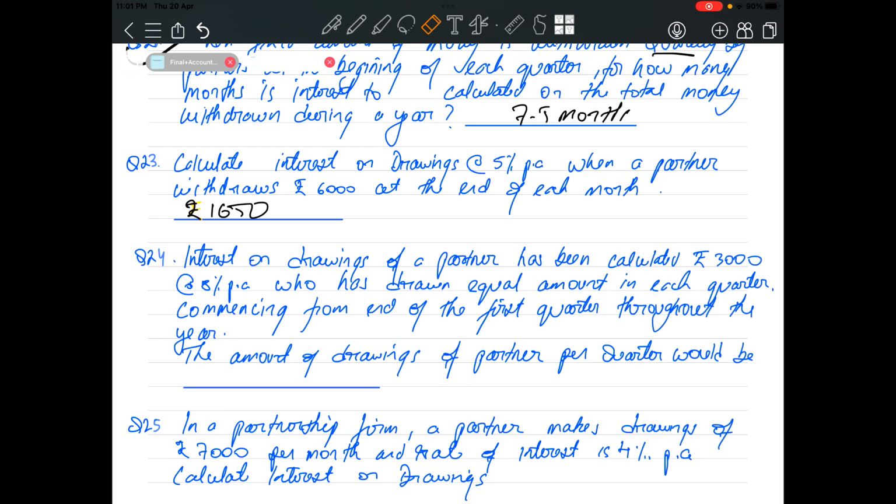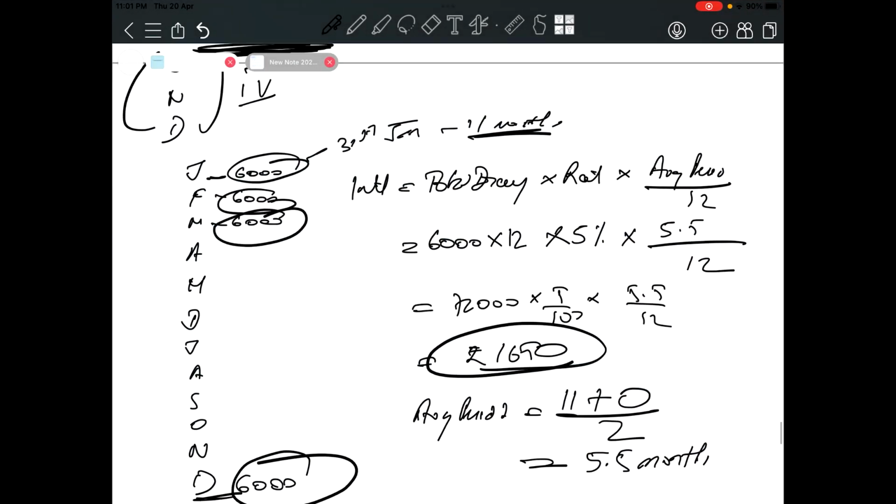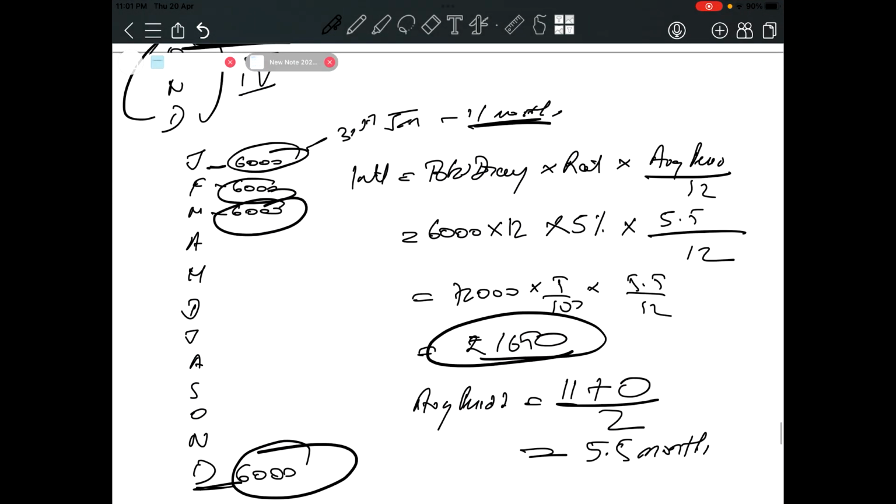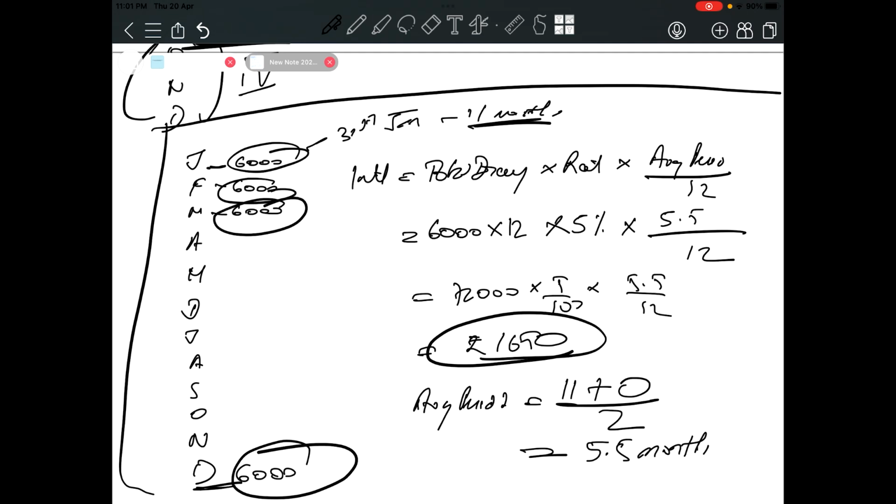You take the screenshot of the question, then you can copy the answer from here. So this I have discussed in detail in the dedicated video on interest on drawings. You can go and check that out.